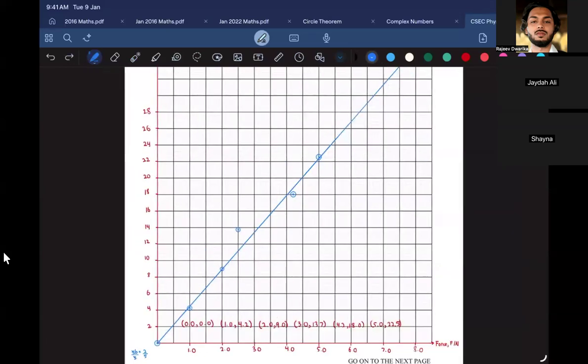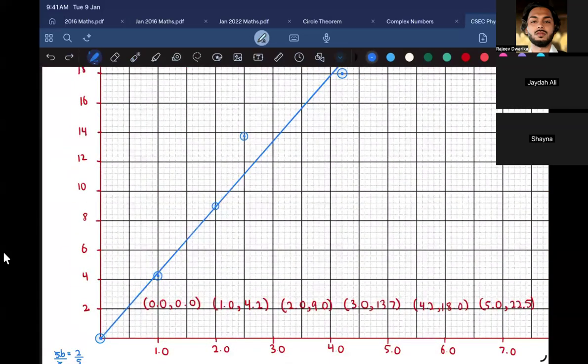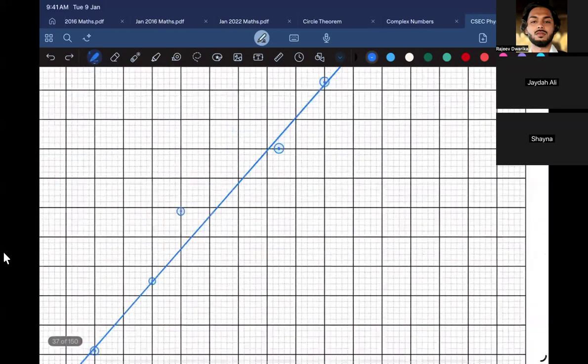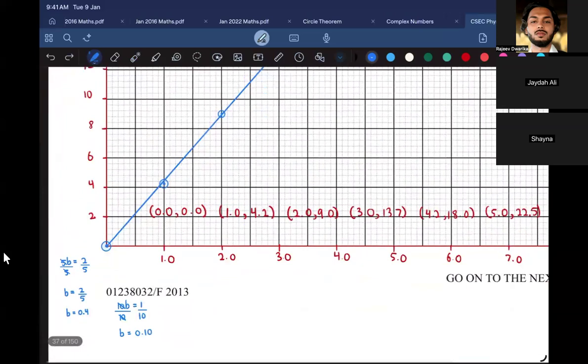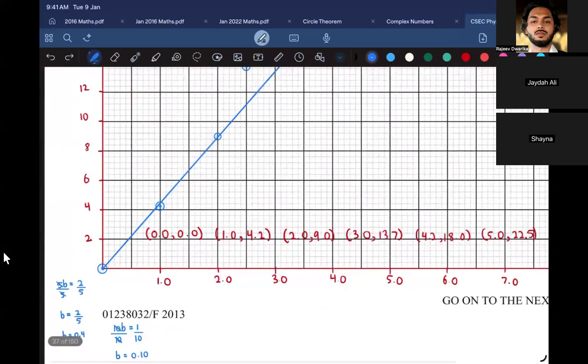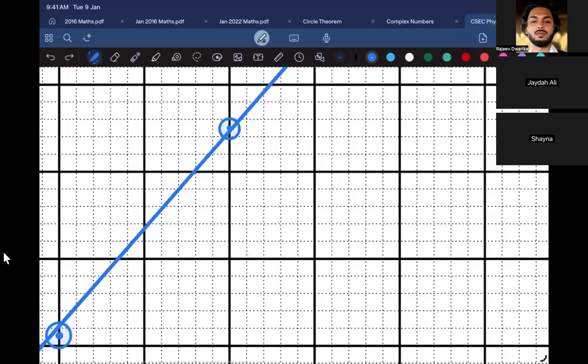So are you seeing any nice points we could read off? Let me start you off. Let me see if I can see any nice points. Am I seeing any nice points? We could potentially use this one.